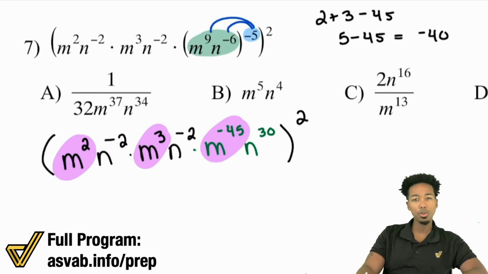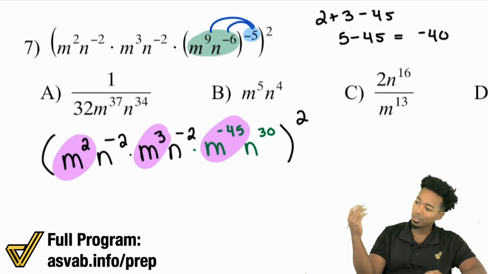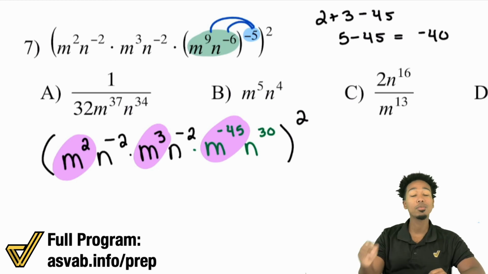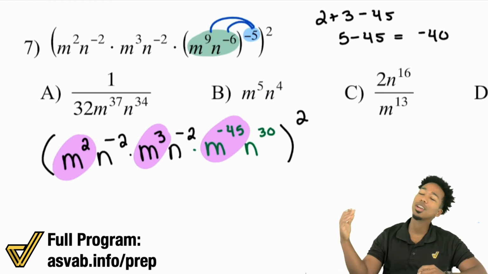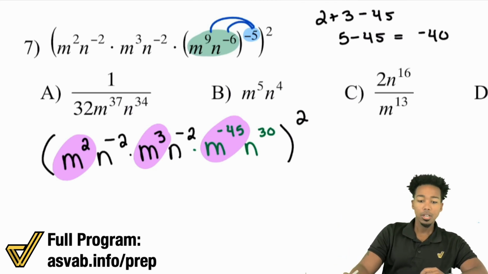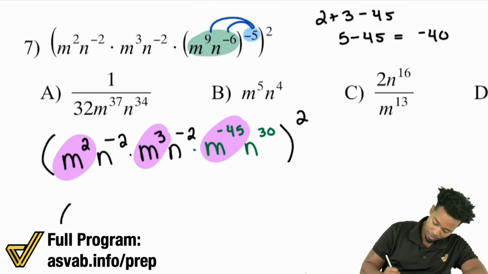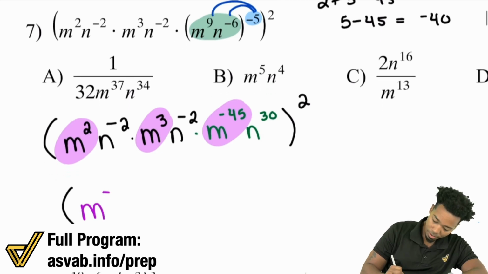We have to know our arithmetic here. If you're not quite used to it, make sure to go back to the section in the course or program where we talk about mental math and calculating, that way you can get used to it all the way through. But here we go. We have ourselves here m to the power of negative 40.